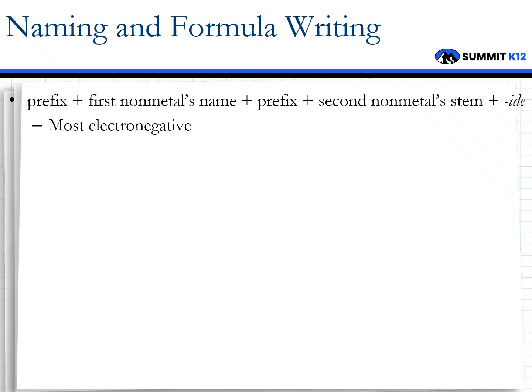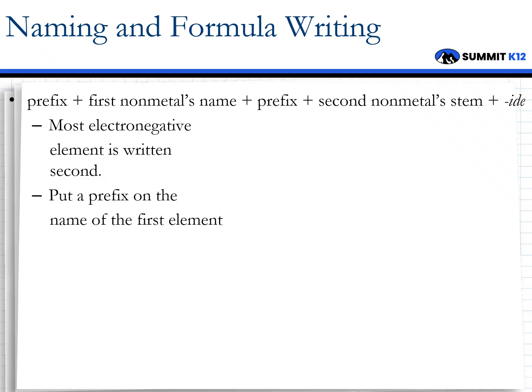The most electronegative goes second, and then we put the prefix on the name of the first element if there are more than one. So if there is one, we don't put mono on the first element, but if we have two of the first element, we will put the prefix.